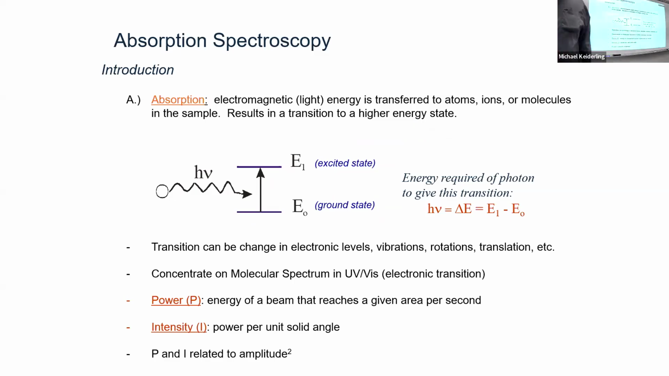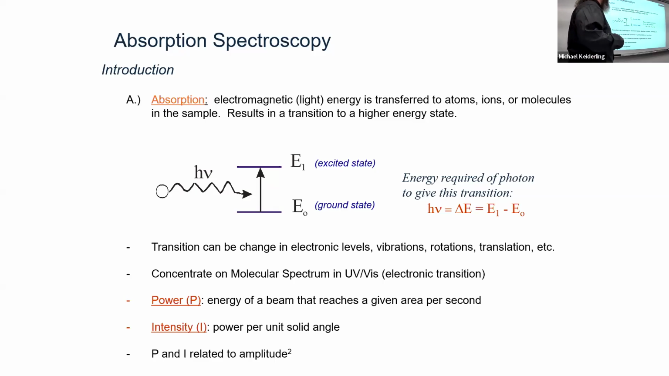So the absorption for electromagnetic light energy gets transferred to atoms, ions, or molecules in the sample. There's a transition to a higher energy state, and the difference in those energies corresponds to the energy of the photon. And that can be a change in energy levels, vibrations, rotations, translation, etc. For IR, it's generally vibrations.